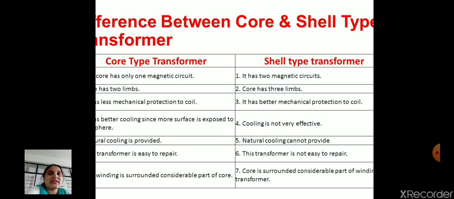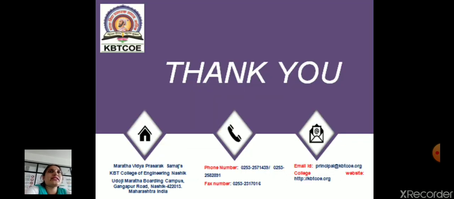And as I said earlier, in core type, the winding surrounds part of the core, and in shell type, the core surrounds part of the winding. That's why the protection is better in shell type of transformer. So this is about the types of transformer depending upon the core and winding. Also we have seen the difference between the core and shell type of transformer. In the next lecture we'll see the working principle of transformer and the EMF equation of transformer.